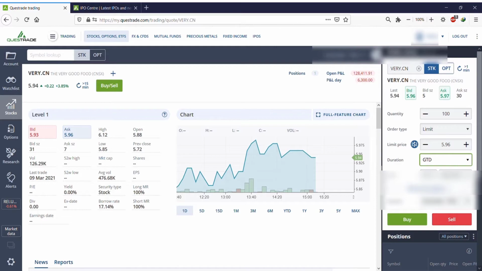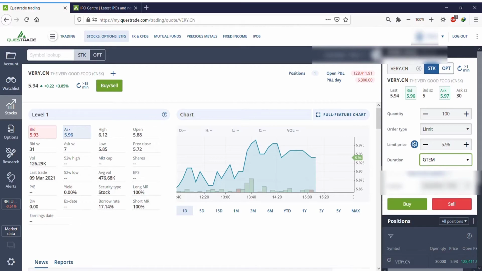Good till date, you can specify a date, for example, up to a week or a week and a half, whatever. So this is good till date. GTEM means good till extended market, which is not for the Canadian market, it's mainly for the US market. And IOC, immediate or cancel, means immediately buy whatever you can, or if you can't, just cancel it.